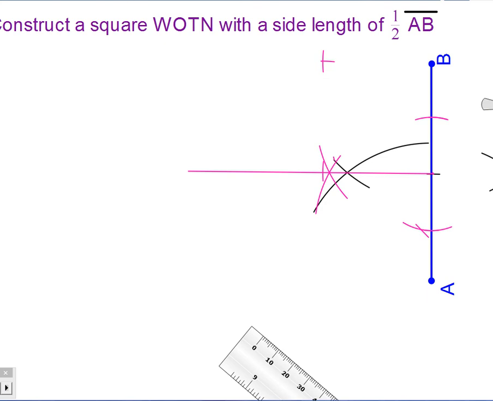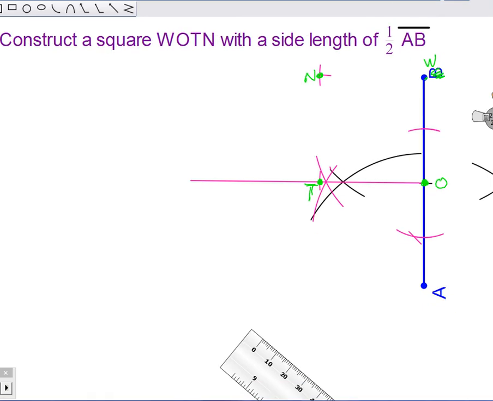Okay. So my other 2 points I've got here, we're going to change this letter from B, we're going to call it W-O-T-N. So W-O, this point here is T, and this point here is N. Alright, so it's important that we know how to take a fraction of a line as well. Alright, we can make our square. Like that. Alright, so we have constructed a square.